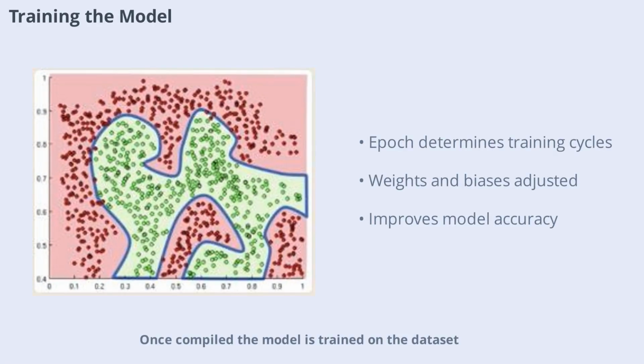Once compiled, the model is trained on the dataset. The epoch parameter determines how many times the model processes the data. Training adjusts weights and biases, improving the model's accuracy. This iterative process is essential for building effective deep learning models.